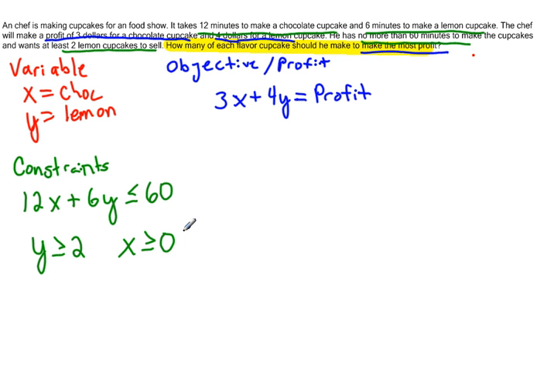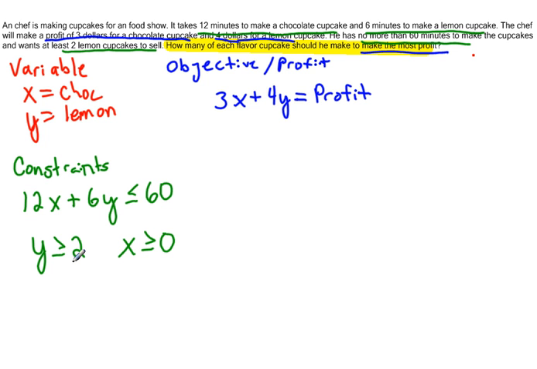Alright, that's all done. And if I said y is less than or equal to 2, I meant y is greater than or equal to 2, so hopefully I didn't say that. Okay, so our constraints: 12x plus 6y is less than or equal to 60, y is greater than or equal to 2, x is greater than or equal to 0.